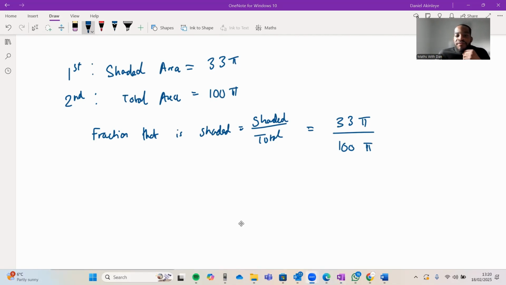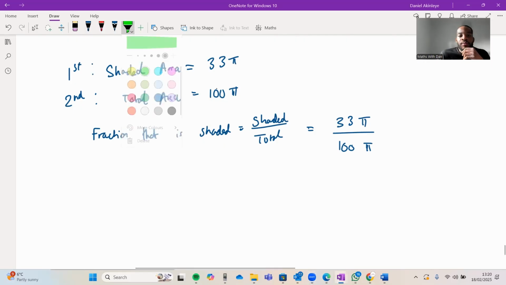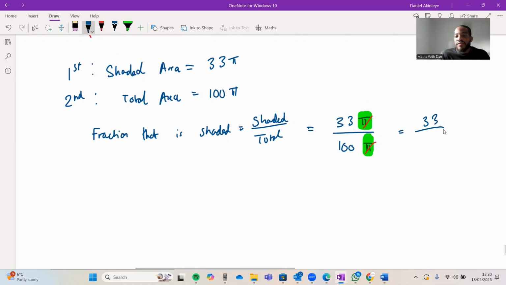Yeah, good stuff. Now, this fraction here, can it be simplified? Just out of curiosity, is there anything that can cancel? We've got the common factor top and bottom. We've got pi multiplying both top and bottom here. We can actually cancel these. I do it like that, so it's clear. So that means it's going to be literally 33 divided by 100. That is the fraction that is shaded, 33 out of 100, right?